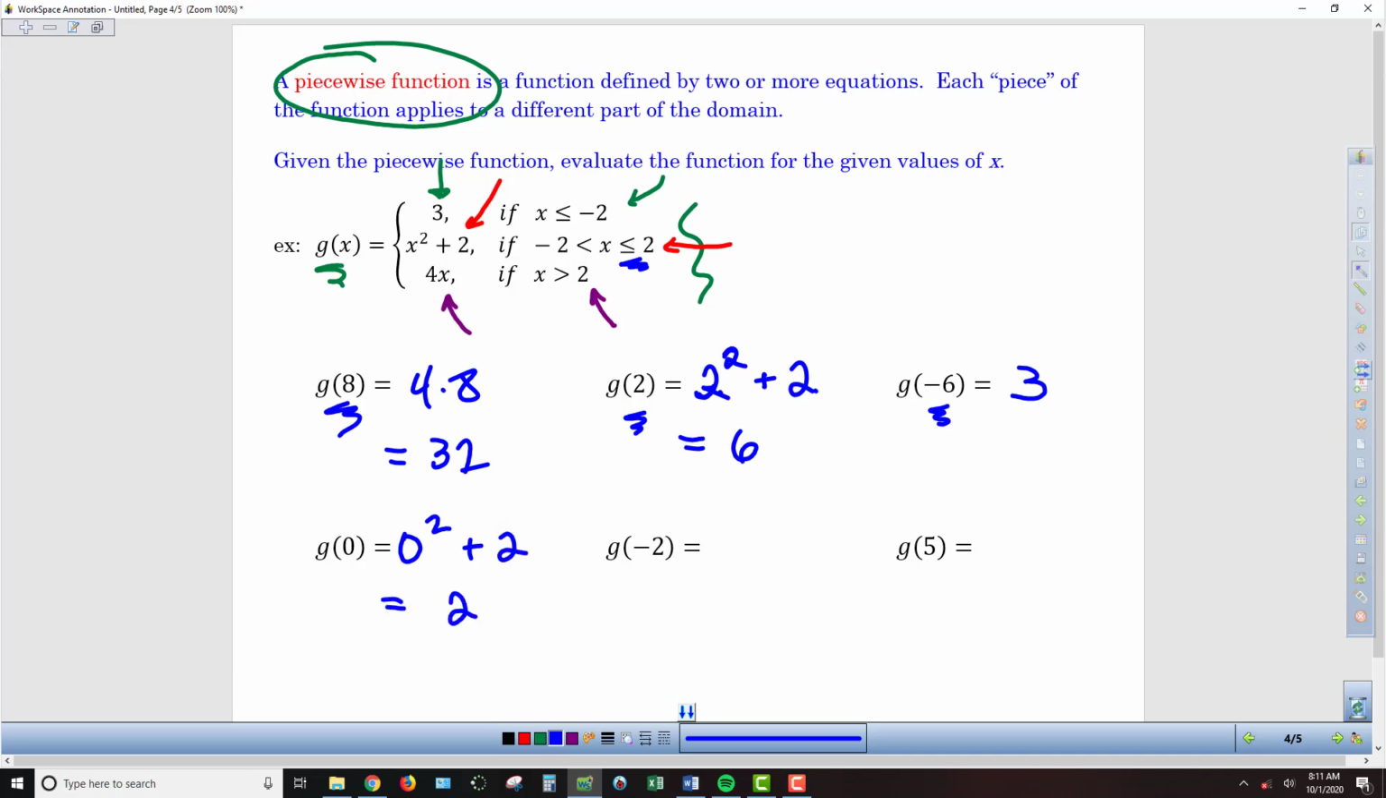g of -2, again, that's one of those border points, but it falls into the upper category since x is less than or equal to -2 is that first restriction. So that means our output is just going to be 3. And then finally, for g of 5, 5 falls into that bottom category. 5 is greater than 2, so we're going to use 4x, so 4 times 5 is going to be the equation that we use for this one, so we get 20.